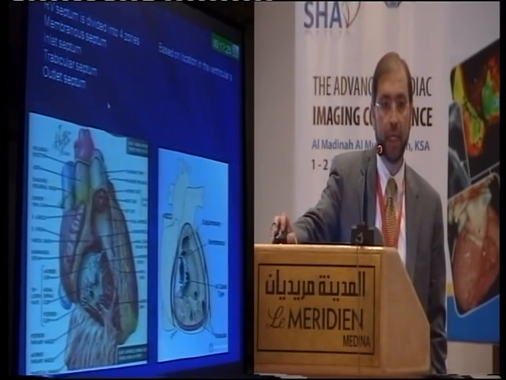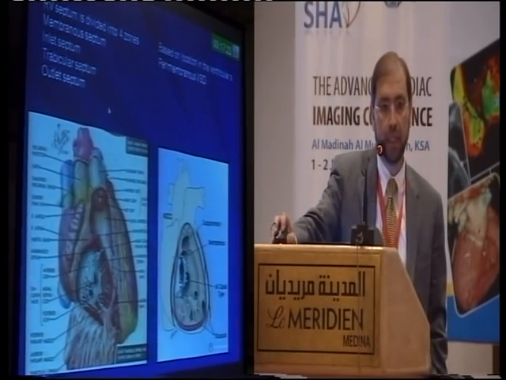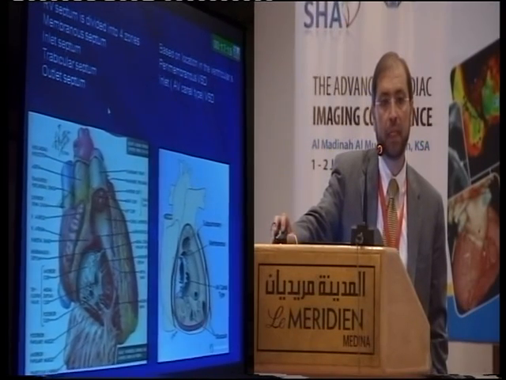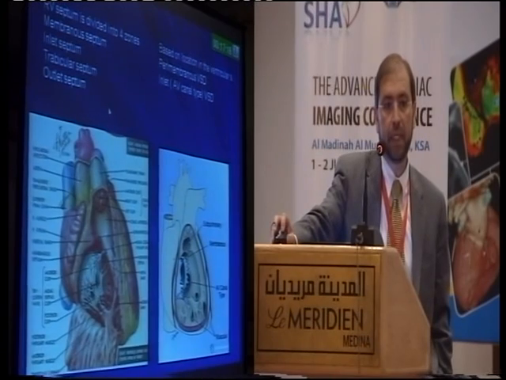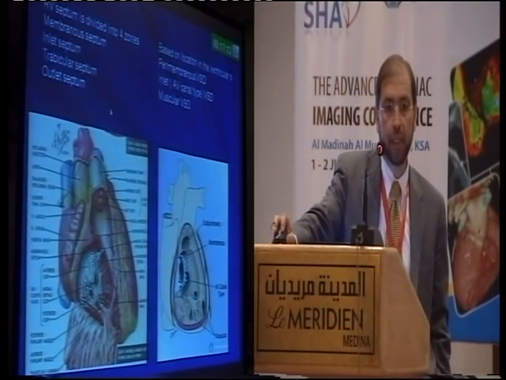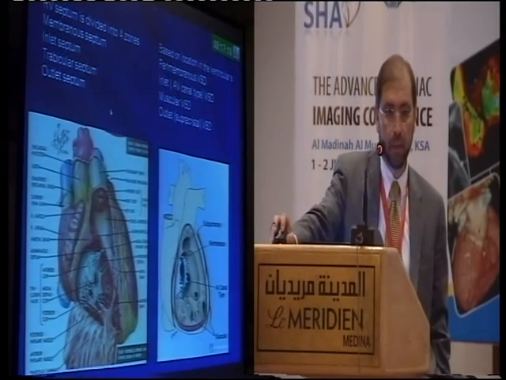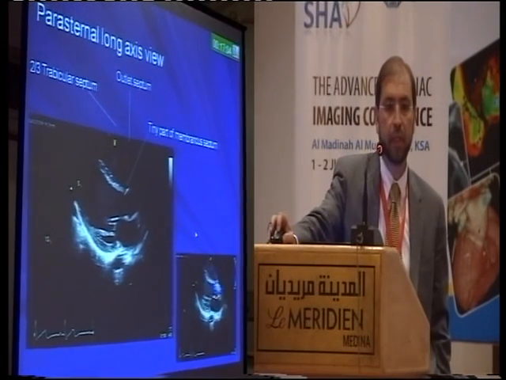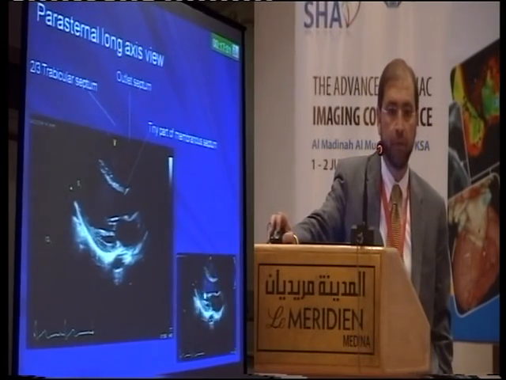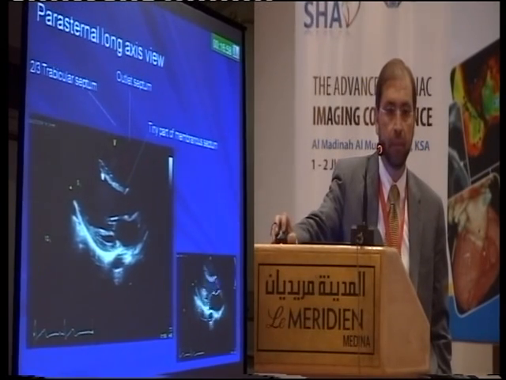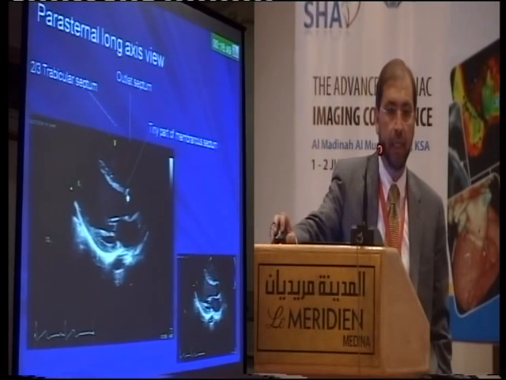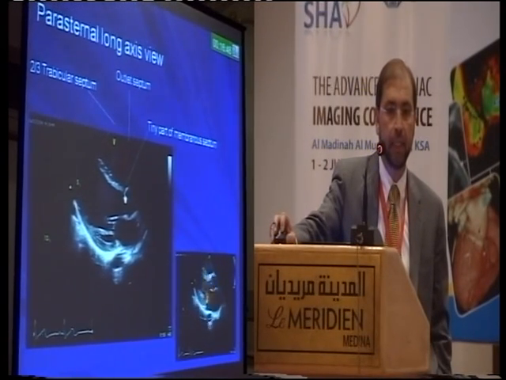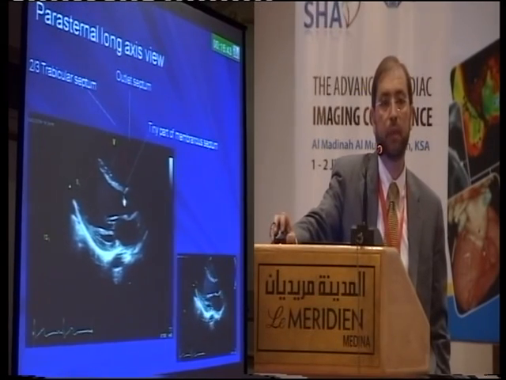If you have a VSD in the membranous septum, we call it perimembranous VSD. If you have a VSD in the inlet septum, we call it an inlet, AV canal type of VSD. If you have a VSD in the trabecular septum, we call it a muscular VSD, and in the outlet septum, we call it an outlet VSD. Now, how can I view the ventricular septum? From the parasternal long axis view, you see 3 parts of the ventricular septum. The inner 2/3 is the trabecular septum. Then this 1/3 here is the outlet septum, and there's a tiny area which is the membranous septum. But most of us don't see the membranous septum here.